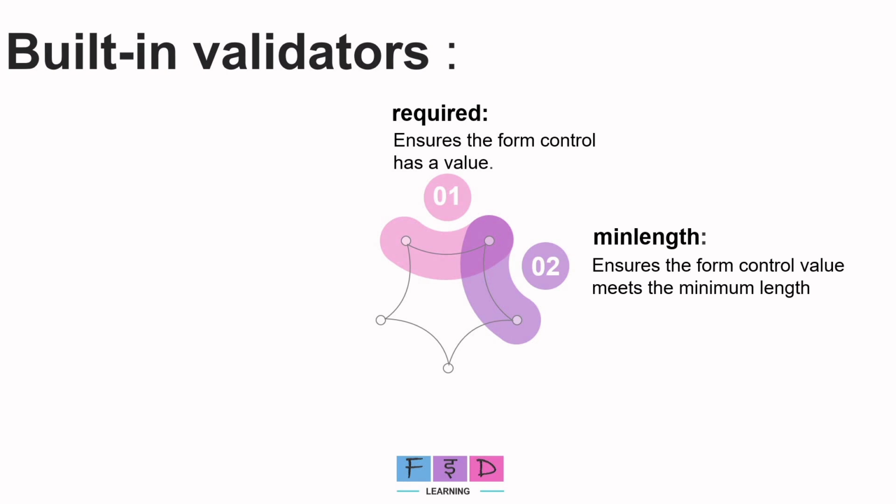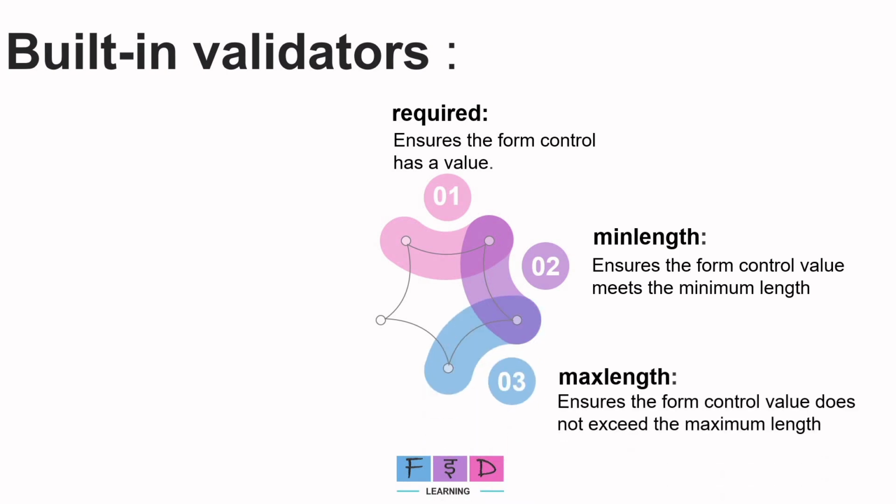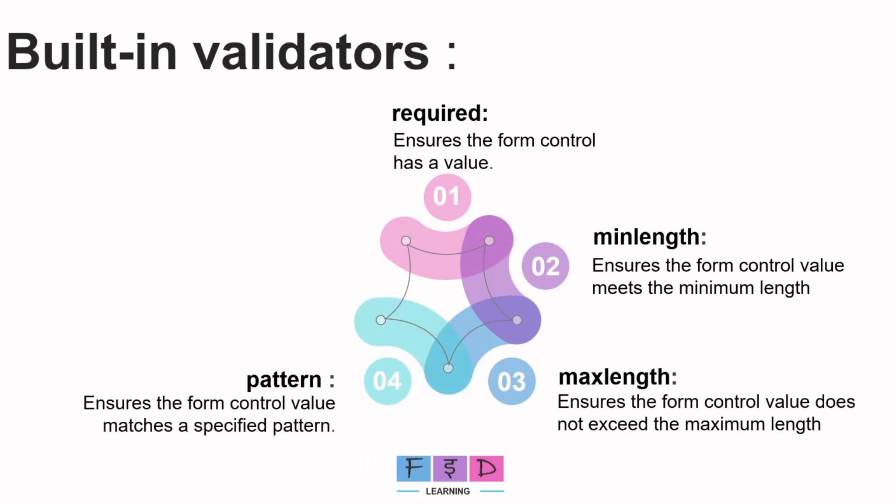It ensures the form control value meets the minimum length, and if the value is shorter than the specified length, then the form will be considered invalid. On the other hand, we have the max length validator. This validator ensures the form control value does not exceed the maximum length, and if the value is longer than the specified length, the form will be invalid. Next built-in validator is pattern. It ensures the form control value matches the specified pattern and the pattern is defined using a regular expression. If the value does not match the pattern, the form will be considered invalid.